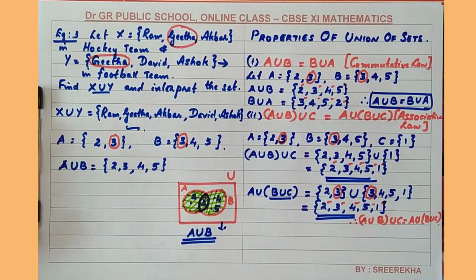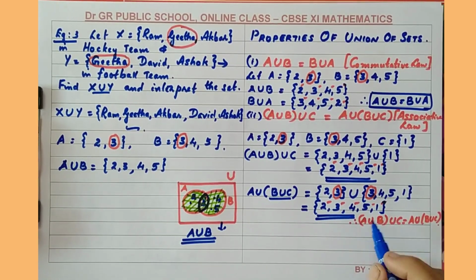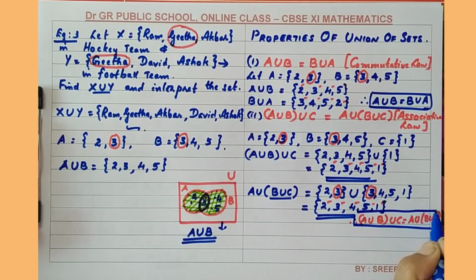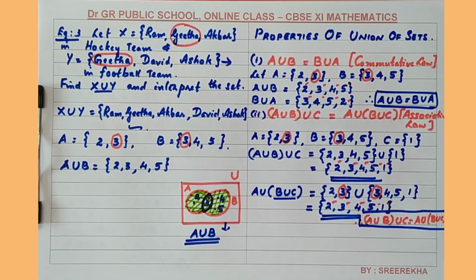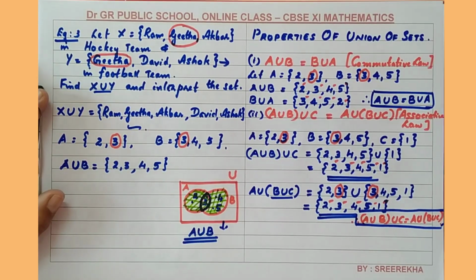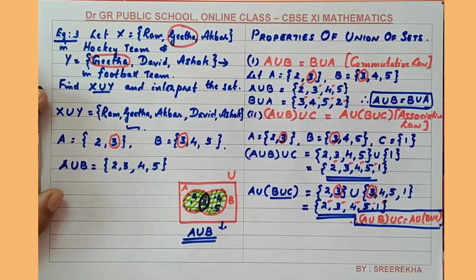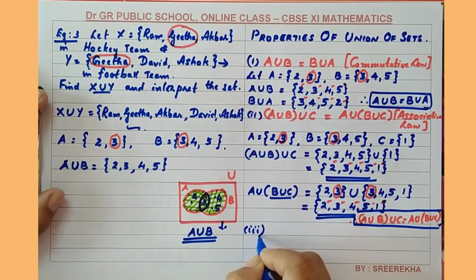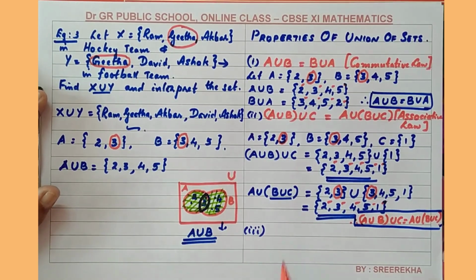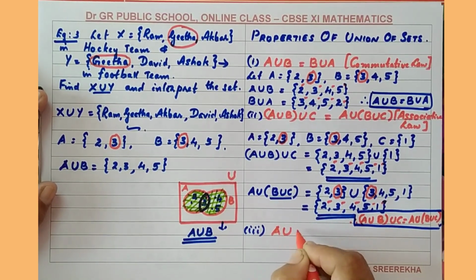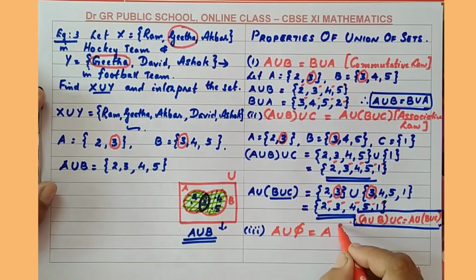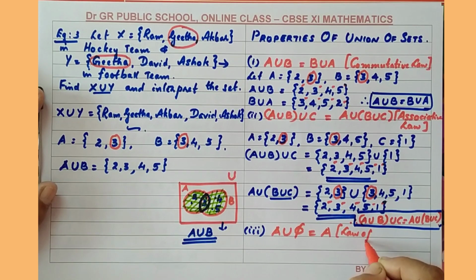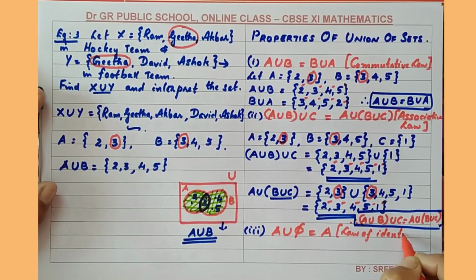Now come to the third law. So the first law is the commutative property and the second law is the associative property. Now come to the third law. The third law is law 3. A union null set equals A. This law is called the law of identity element.